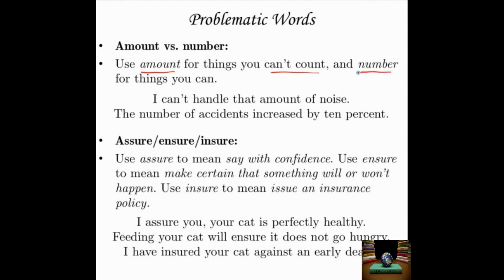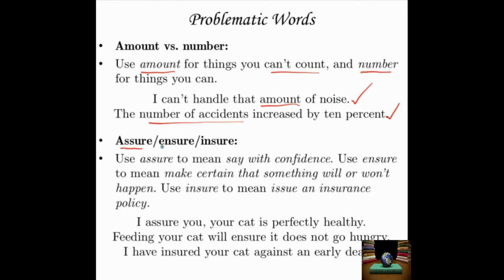So, I can't handle that amount of noise. Well, you can't count noise. 1 noise, 2 noises, it doesn't really work, at least if you're talking about quantity of a single noise. So you say, I can't handle that amount of noise. But the number of accidents increased by 10%. Well, you can count accidents. 1 accident, 2 accidents. So for that, you use number. Just remember, if you can number it, if you can count it, then you use number. If you can't, use amount.